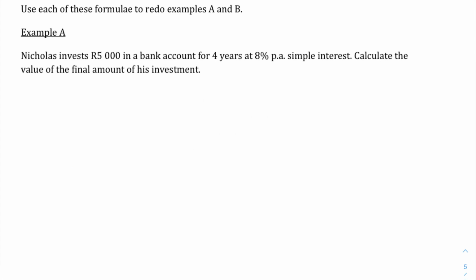Okay, so let's use this new formula that we've learned to redo the examples A and B that we did before we did exercise 3. We know what these answers are, so we're doing this now just to believe that this formula does work. Nicholas invests 5,000 Rand. So I want you to start to think, which letter does that represent? For 4 years at 8% per annum simple interest. Calculate the value of his final amount.